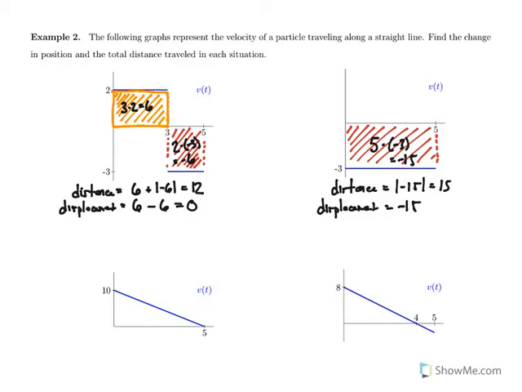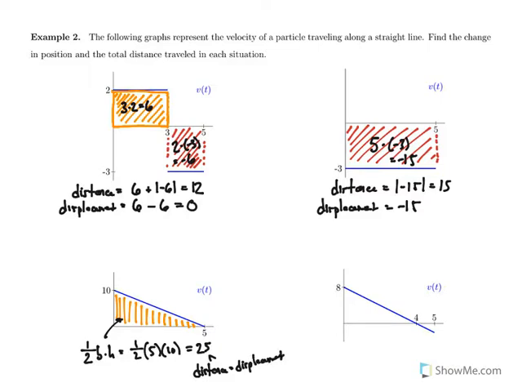All right, next one, we have a straight line. It's not a rectangle. We're going to have a triangle that we can find the area of. The area here is going to be 1/2 base times height. It's going to be 1/2 times 5 times 10 is going to be 25 units. And that is going to be both the distance and the displacement, since we don't have any negative stuff going on there. So the area of a triangle, we're just finding that area given our functions here.